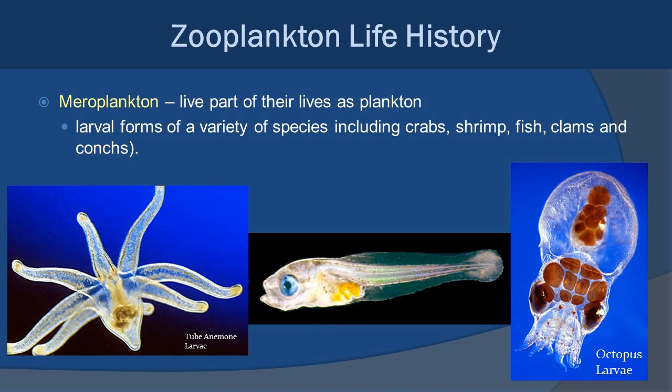In this slide, you can see a couple of examples. There's a larval tube anemone on the left, and a little juvenile larval octopus on the right, and of course a larval fish in the center. There are so many examples, and when we do our plankton lab, I'm sure you'll see quite a few larval zooplankton that fall under the meroplankton category.